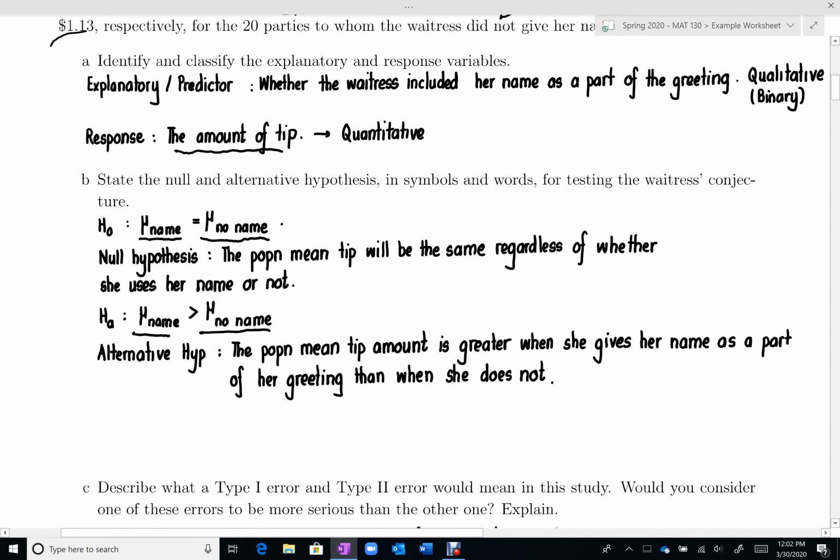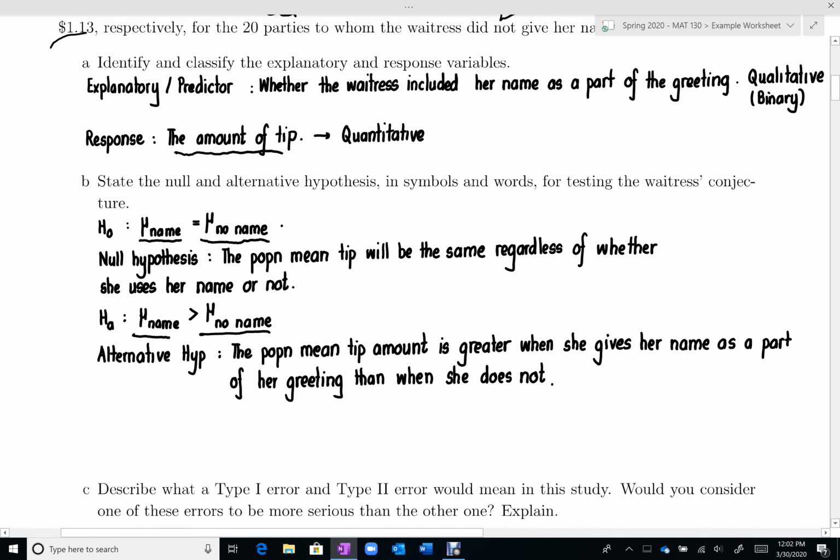All right, so now that we have stated our alternative and null hypotheses, the question C asks us what a type 1 and type 2 error in this study would mean. And would you consider one of these errors to be more serious than the other one? So let's see, what is a type 1 error? Well, type 1 error is when we reject the null hypothesis when it is actually true.